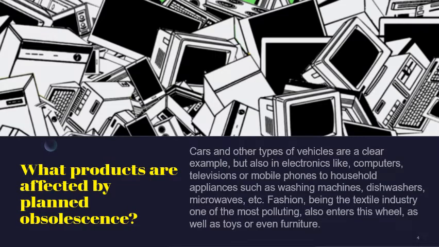What products are affected by planned obsolescence? Cars and other types of vehicles are clear examples, but also electronics like computers, televisions, or mobile phones, to household appliances such as washing machines, dishwashers, microwaves, etc. Fashion, the textile industry being one of the most polluting, also enters this wheel, as well as toys or even furniture.